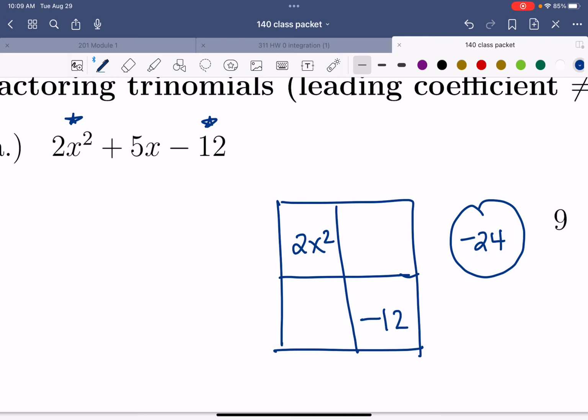Now what I'm going to do is use the negative 24 the same way that I used that last term up above when we didn't have a coefficient. So I'm going to say I need two factors of 24 that are going to add to the middle guy over here, the plus 5. So I need two numbers that multiply to negative 24 but add to 5.